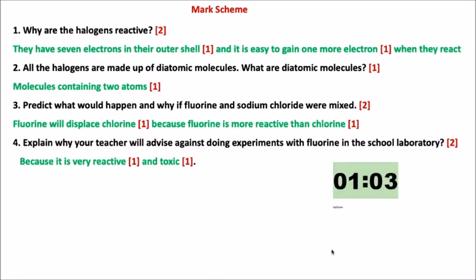Question 4, it says, explain why your teacher would advise you against doing experiments or practical with fluorine in the school laboratory. 2 marks for that. 1, because fluorine is very reactive. Number 2, because it's toxic. So these are the 2 marks. Very reactive because it's toxic.